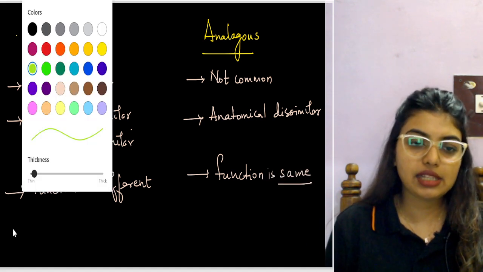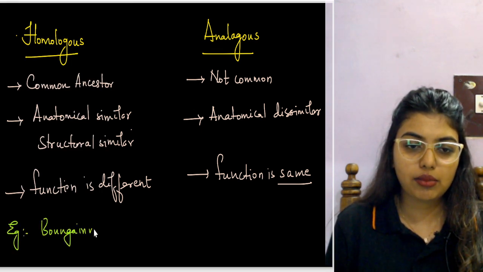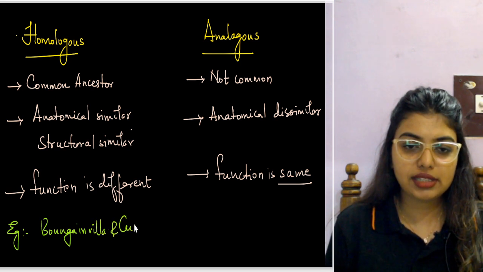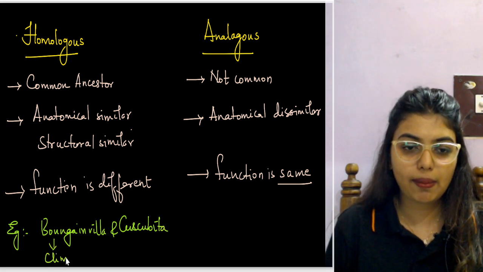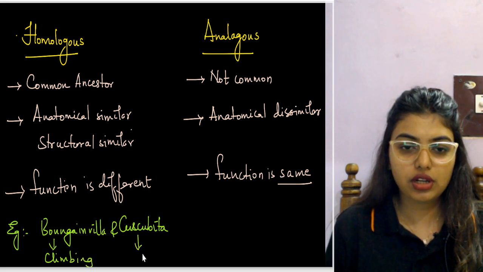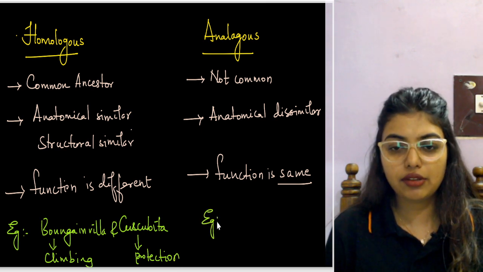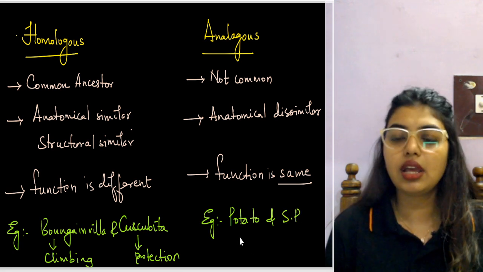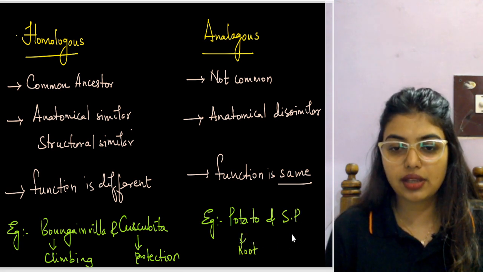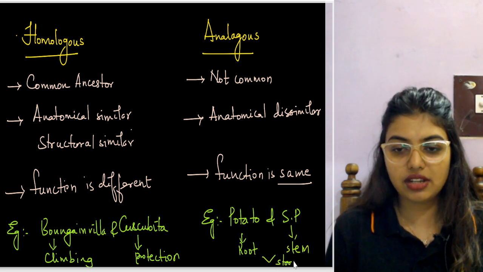Some of the examples that you can remember here are bougainvillea and cucurbitaceae. Both are extensions. One is used for climbing, one is used for protection. One is modified to a thorn and one becomes a climber. Here an example from plants you can remember is potato and sweet potato. One is root modification, one is stem modification, but both of them have starch as the food content.